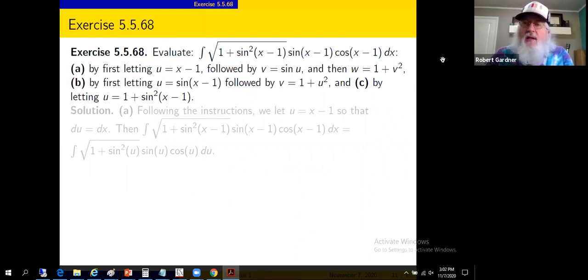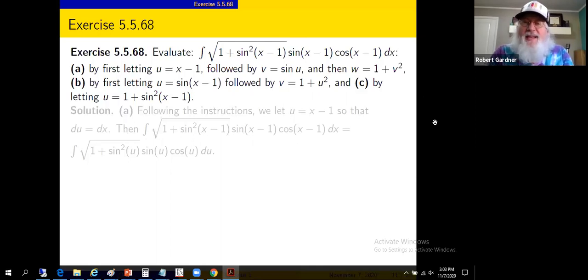Okay, here they're having you evaluate the given integral 3 different ways. We ought to get the same answer with all of them. Their point here is clever observations and mental calculus computations save you a bunch of algebra. I think that's their point. But we're integrating the square root of 1 plus sine squared of x minus 1, times the sine of x minus 1 times the cosine of x minus 1 dx.